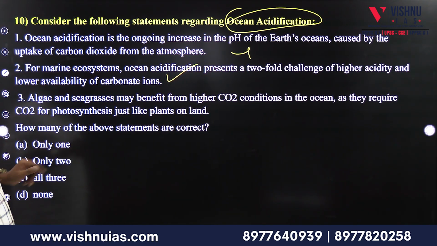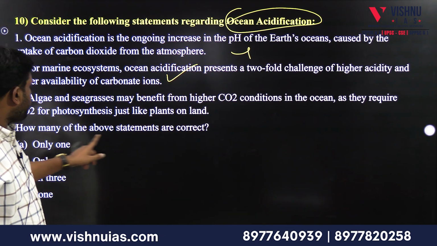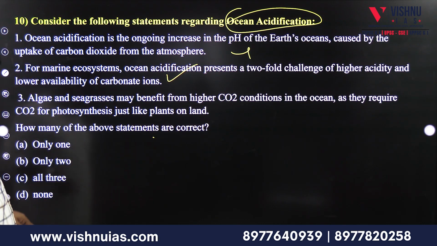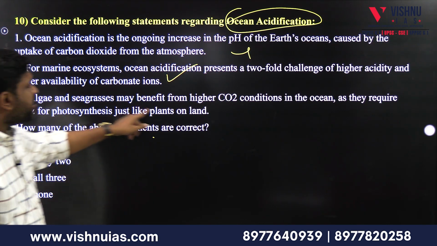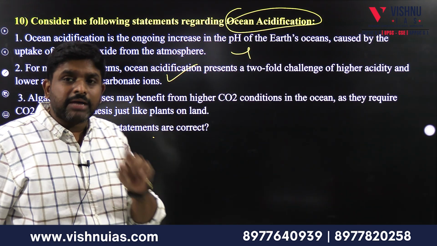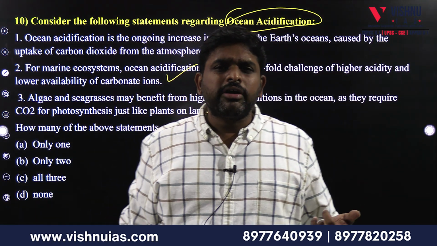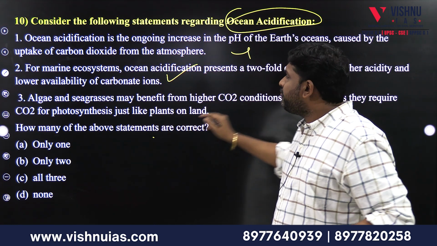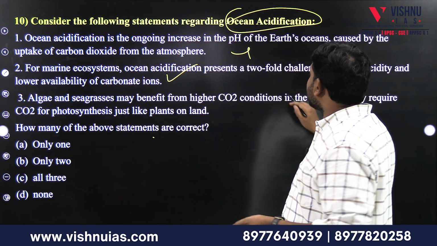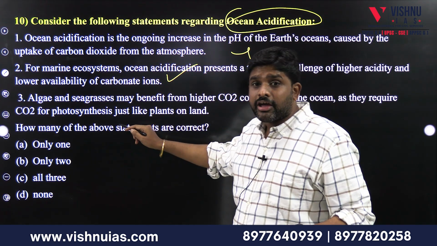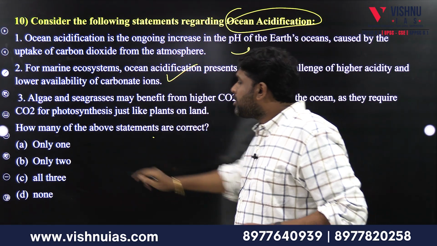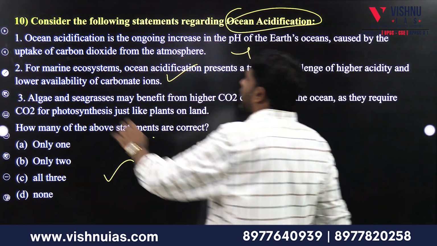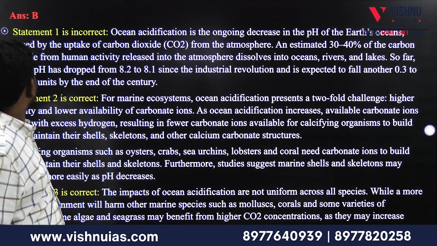Algae and seagrasses. How many of the above statements are correct? Algae and seagrasses may benefit from higher carbon dioxide. Yes, sometimes carbon dioxide is useful for what? Photosynthesis. So algae and seagrasses may benefit from higher carbon dioxide conditions in the ocean as they require carbon dioxide for photosynthesis. How many of them are correct? All the 3. So the answer is B.